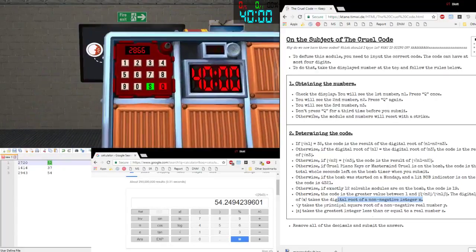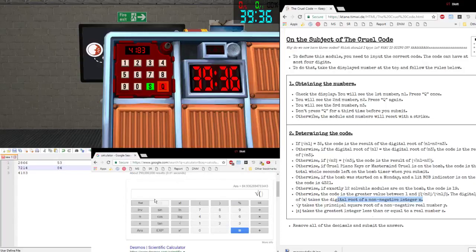Third attempt to get a different answer. 2866, 7214, 4183. Let's get some square roots. 2866 gives me 53. Didn't mean to put that on all of them. Square root of 7214 is 84. And the square root of 4183 is 64. So 53, 84, 64.